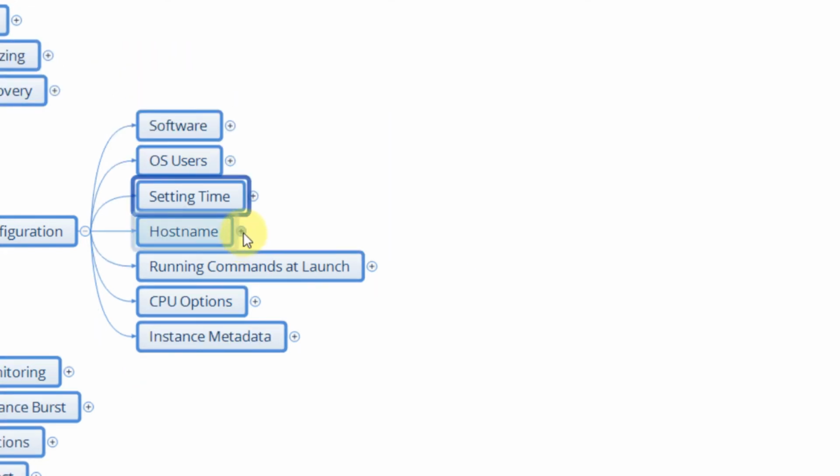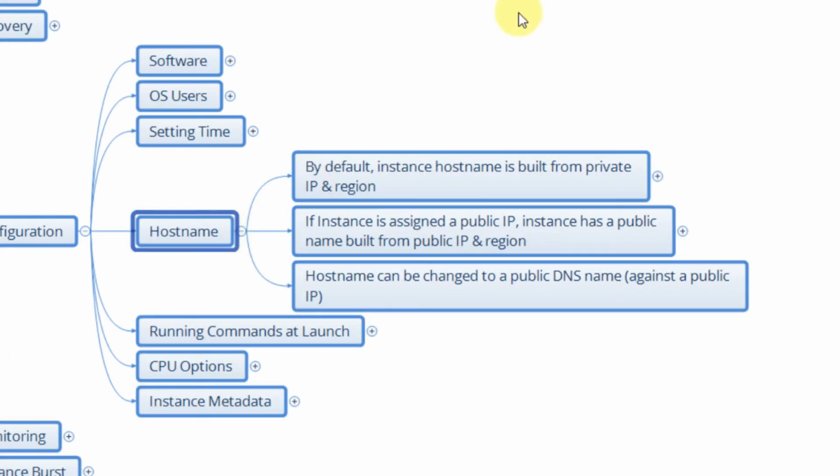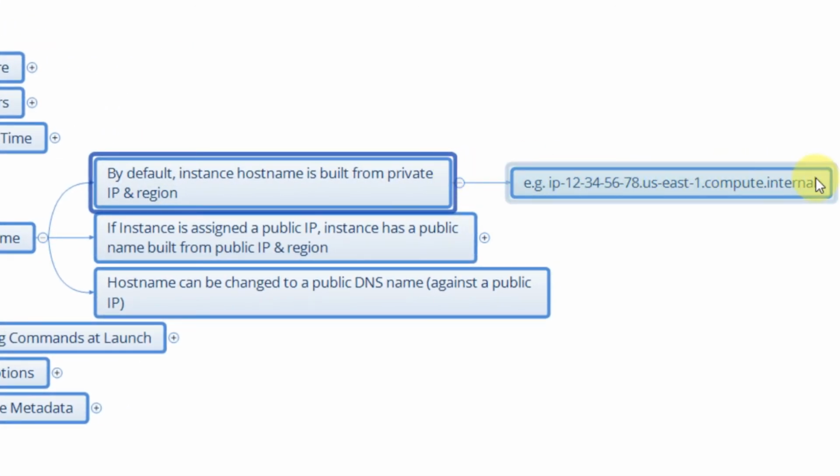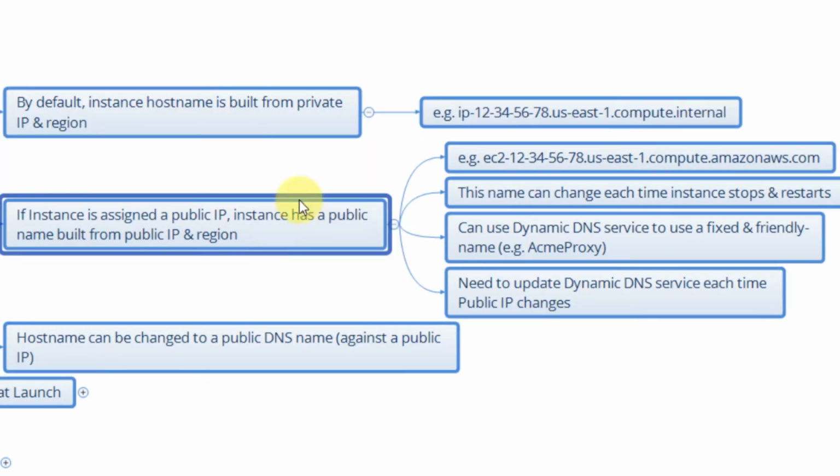Now you can set the hostname of your instance. By default, the hostname of the instance is built from the private IP and the region. It looks like this: ip-<IP>.<region>.compute.internal. If the instance is assigned a public IP, it also has a public name that is built from the IP and region, and that looks like this: ip-<IP>.<region>.compute.amazonaws.com. Now remember that this name can change each time the instance stops and restarts.